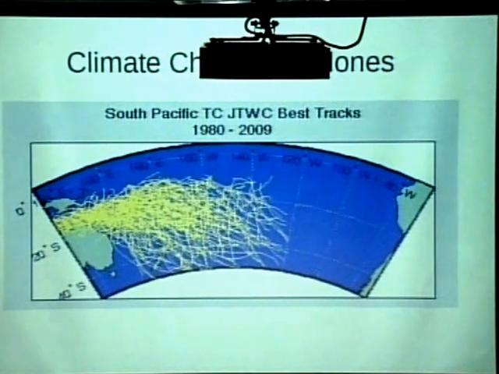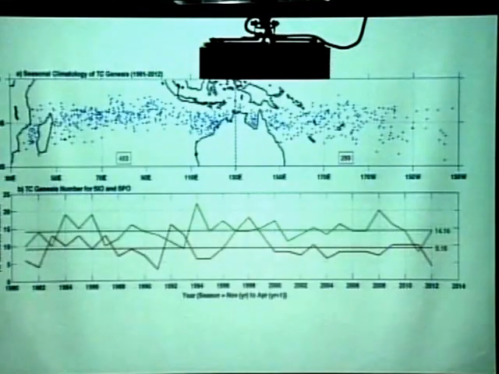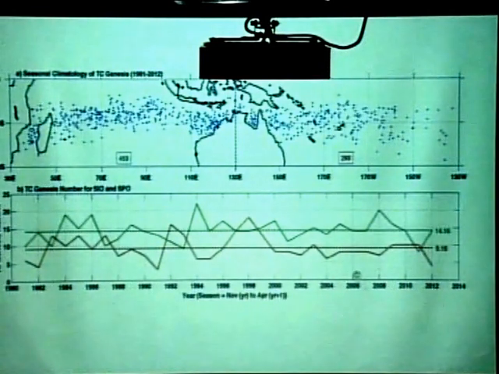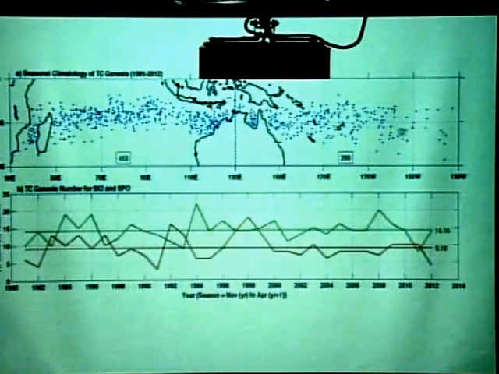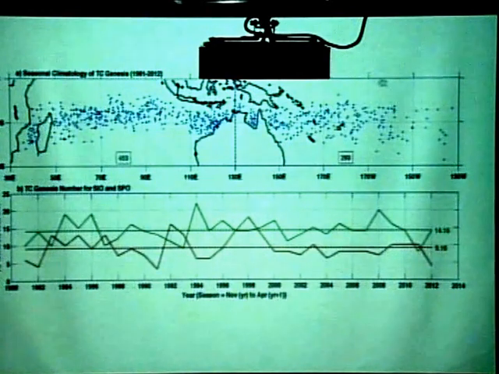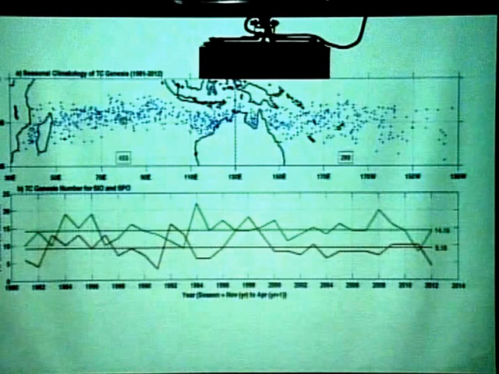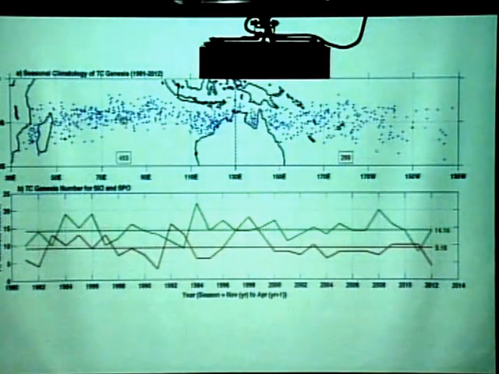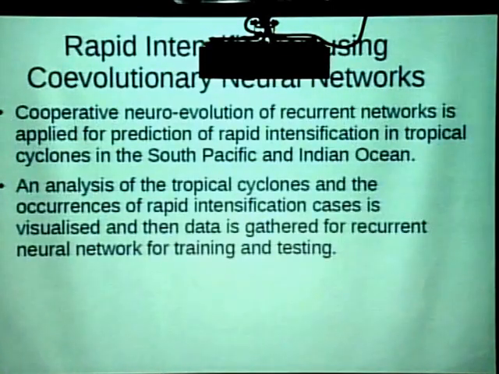So this is just showing the paths of the tropical cyclones in the South Pacific islands. This diagram shows all the areas where most of these tropical cyclones occur. This is kind of our area here, the South Pacific Ocean, and this is the South Indian Ocean. And we have applied the methods to both of those data sets.